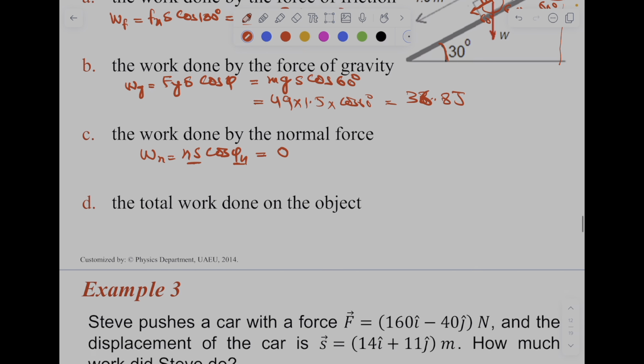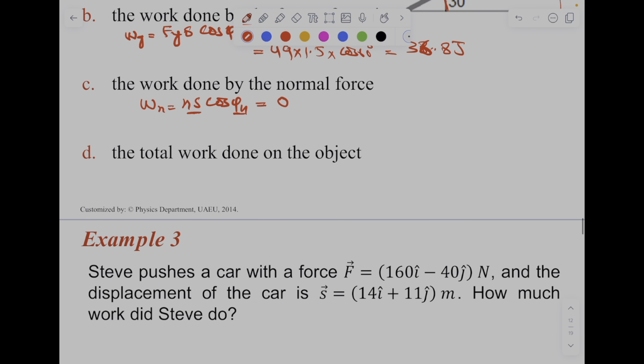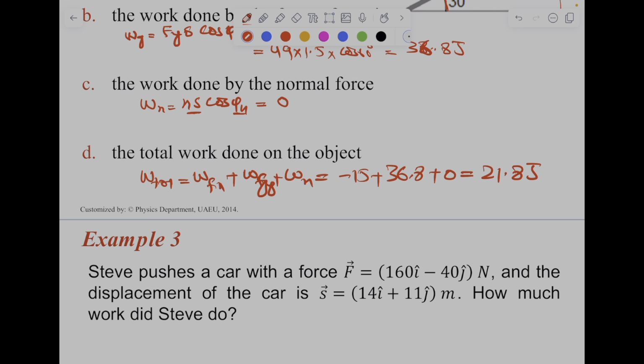So what is the total work done? Total is the work done by the friction plus the work done by the force, which is gravity, and the work done by the normal force, which is minus 15 plus 36.8 plus 0, which is nothing but 21.8 joules.